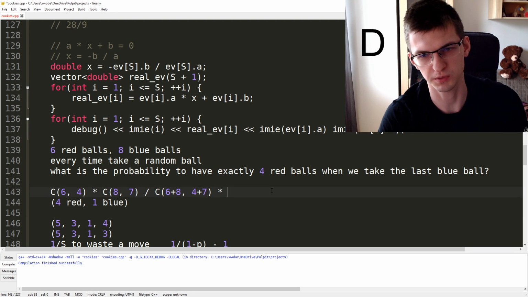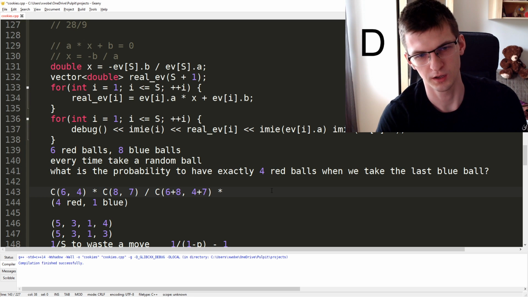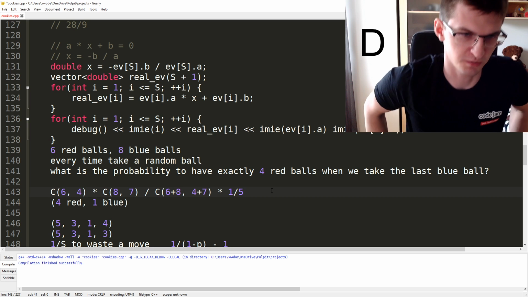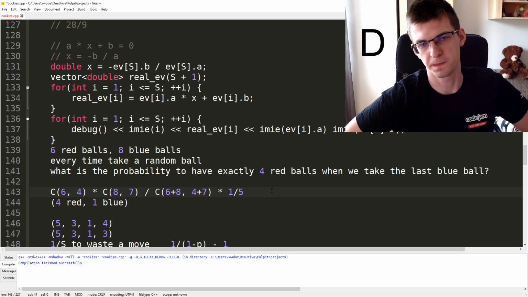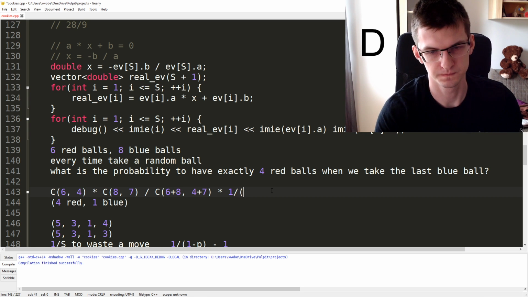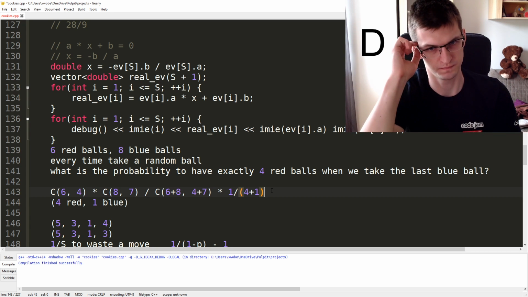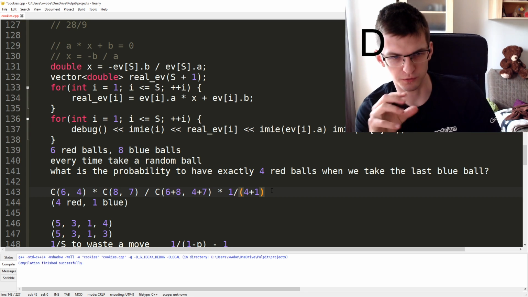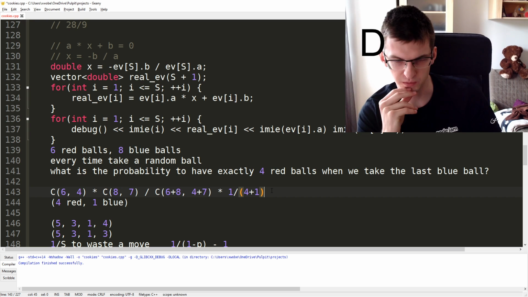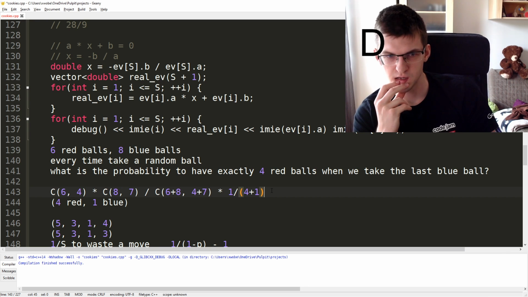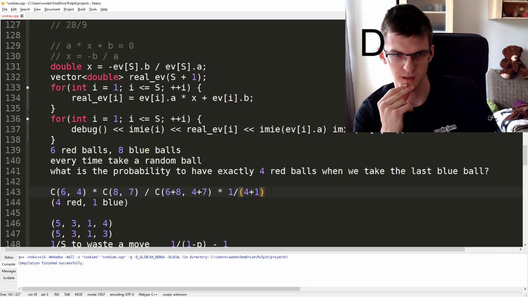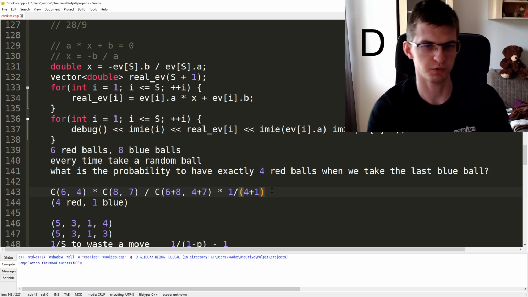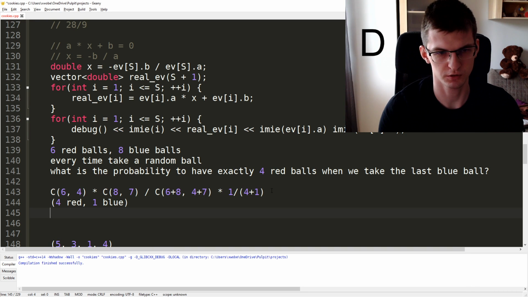And now multiply it by 1/5 to take away that last blue ball. That's the probability to get to 4 red, 0 blue for the first time, I think. Let's see if it works for our 2,1.